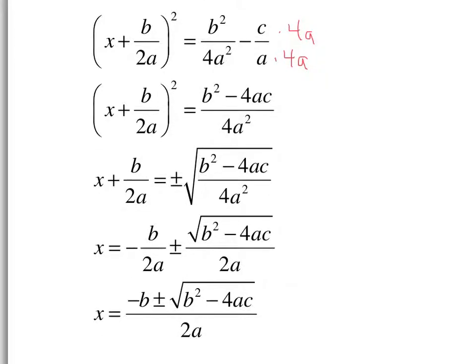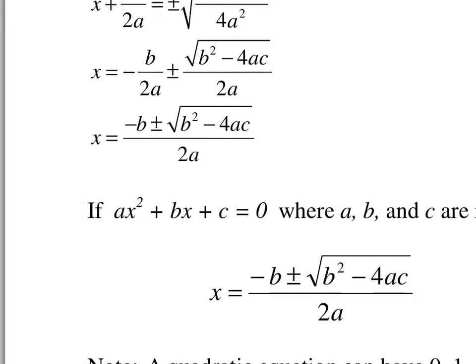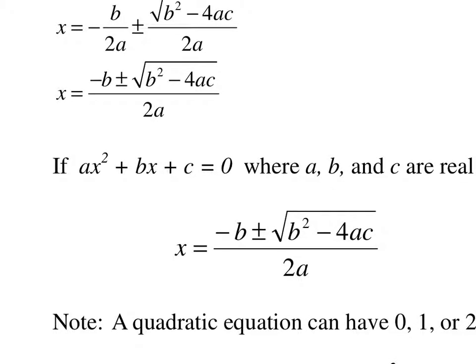We can combine those fractions now that they have a common denominator of 2a, and that leaves us with x equals negative b plus or minus the square root of b squared minus 4ac all over 2a. And that is the quadratic formula. So whenever you have an equation of the form ax squared plus bx plus c equals 0, where a, b, and c are real numbers and a is not equal to 0, you can solve it with the quadratic formula.